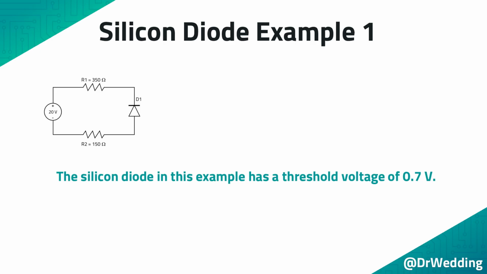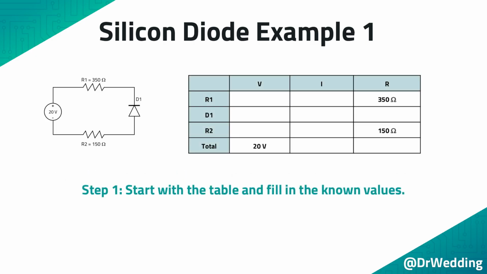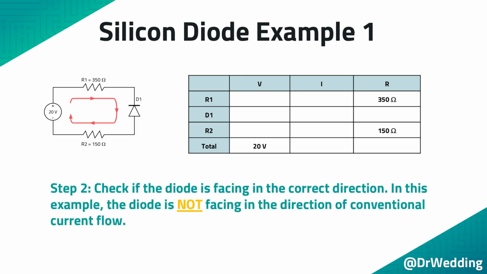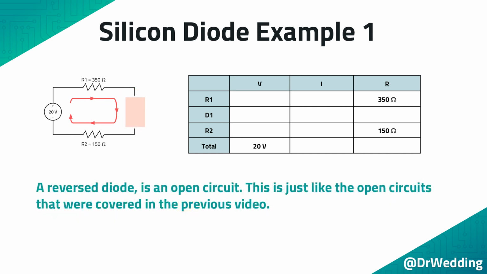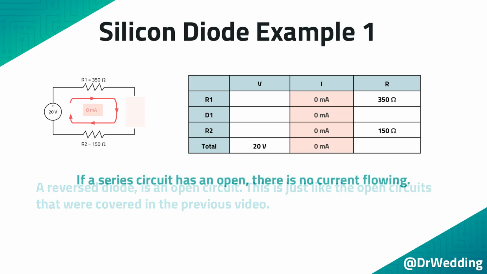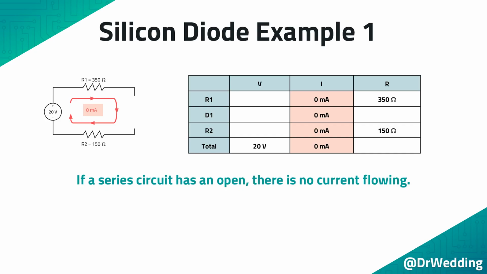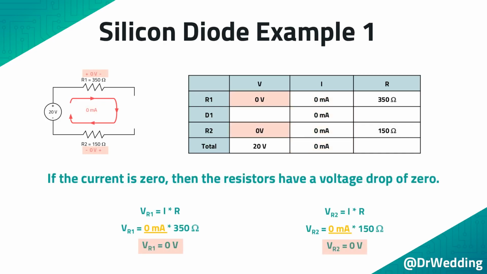The silicon diode in this example has a threshold voltage of 0.7 volts. Step 1. Start with the table and fill in the known values. Step 2. Check if the diode is facing in the correct direction. In this example, the diode is not facing in the direction of conventional current flow. A reverse diode is an open circuit. This is just like the open circuits that were covered in the previous video. If a series circuit has an open, there is no current flowing. If the current is 0, then the resistors have a voltage drop of 0.